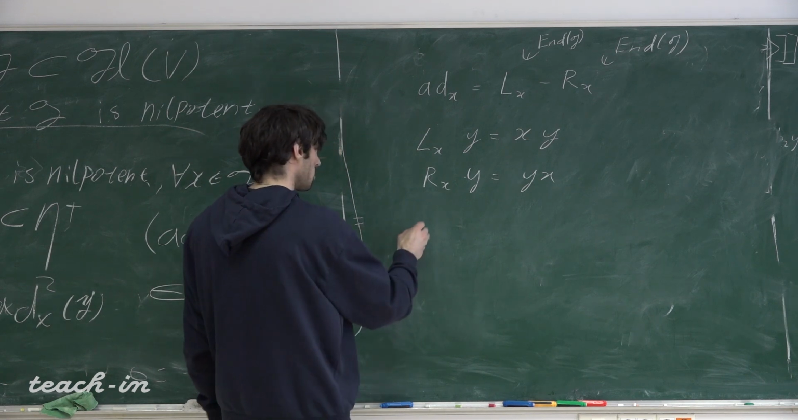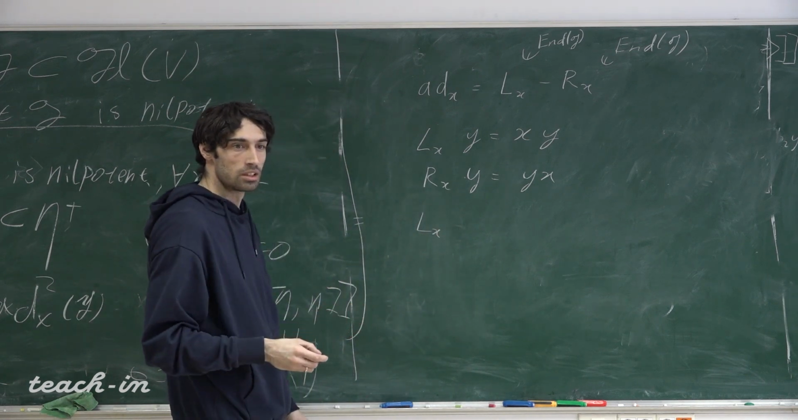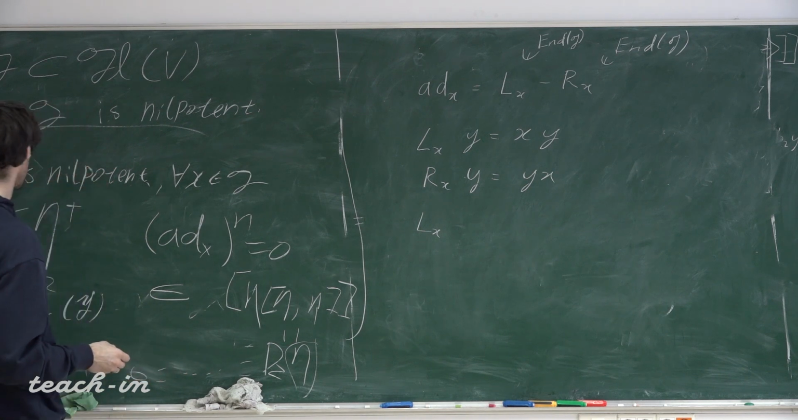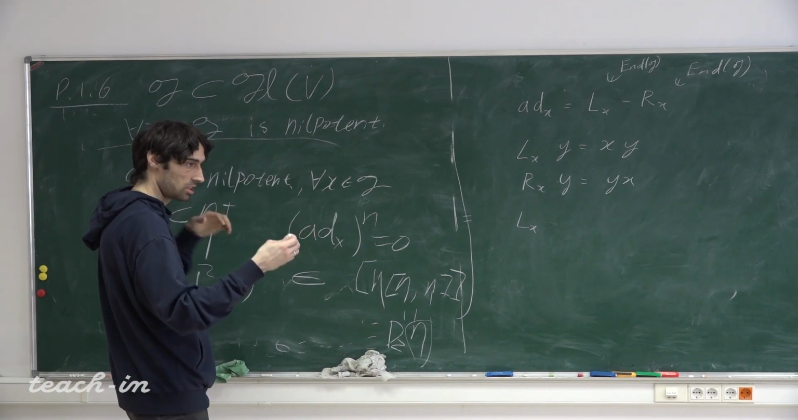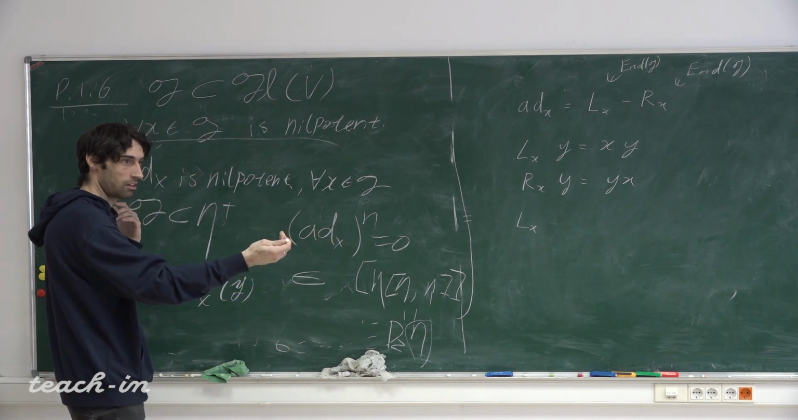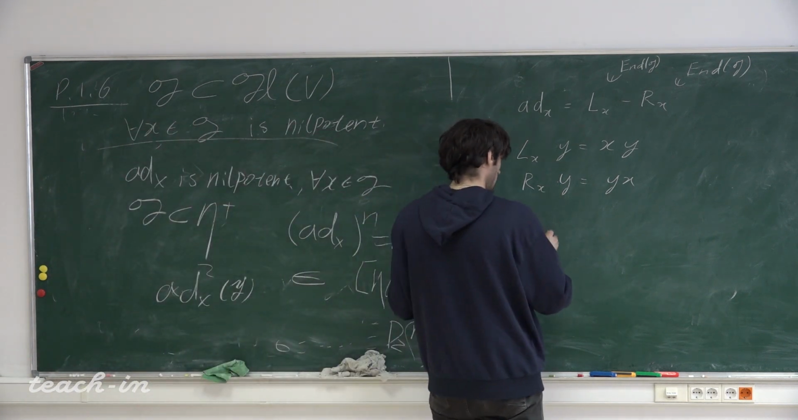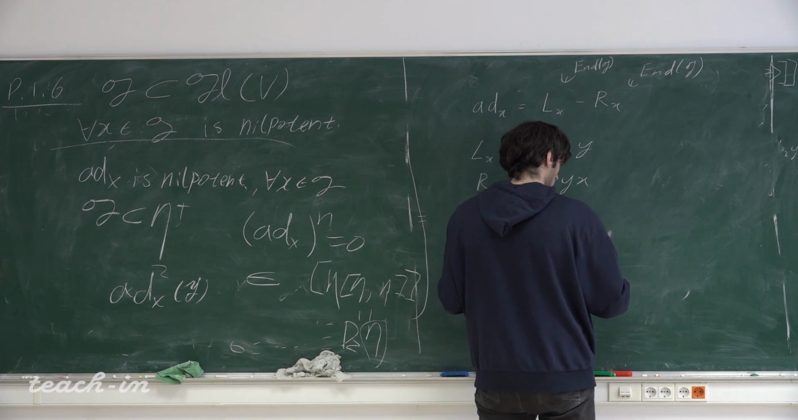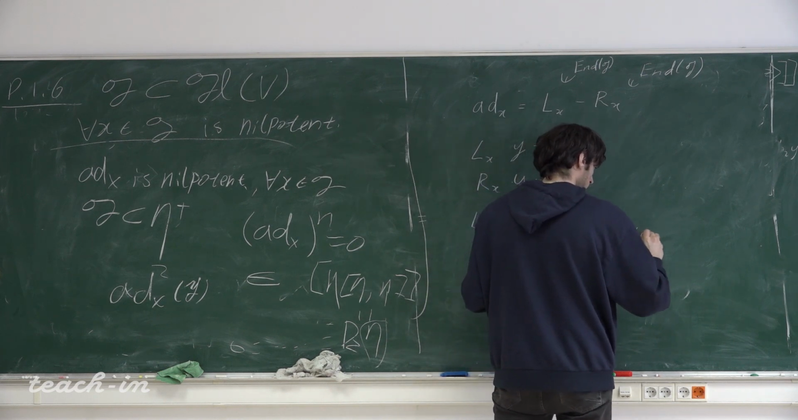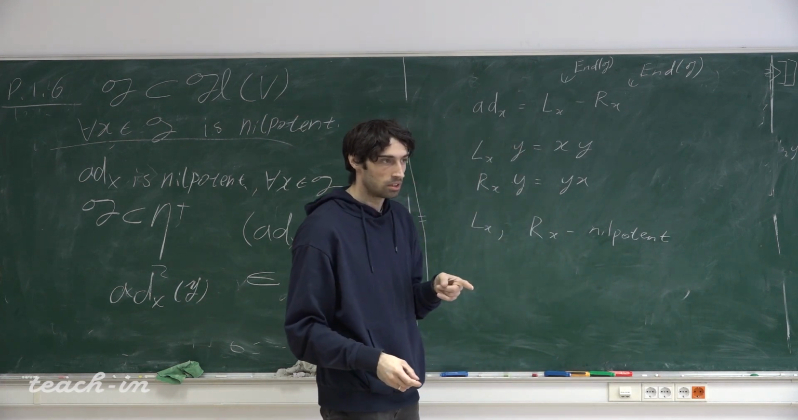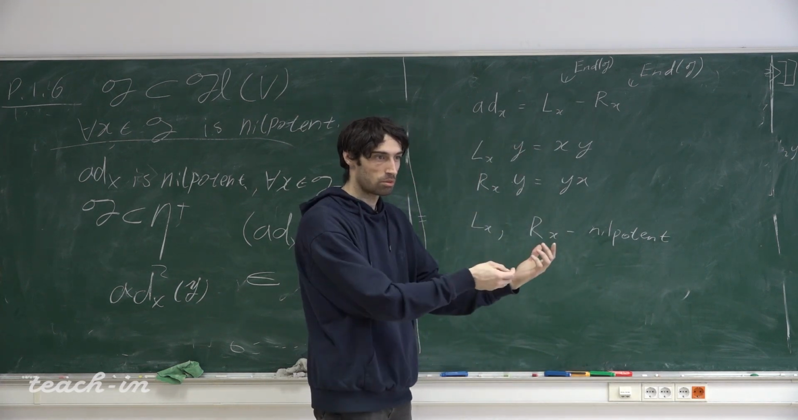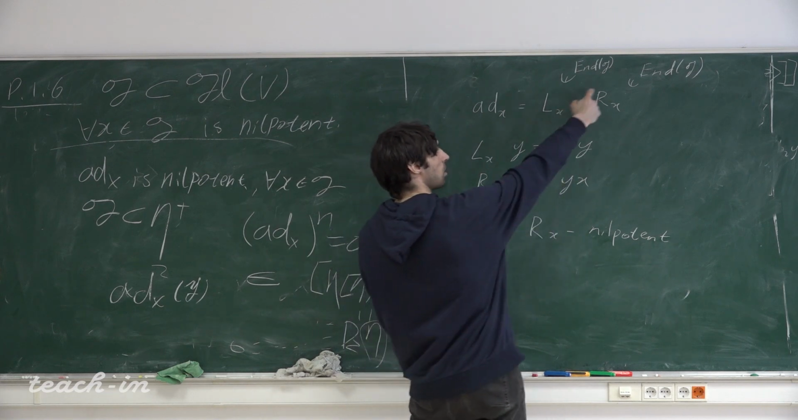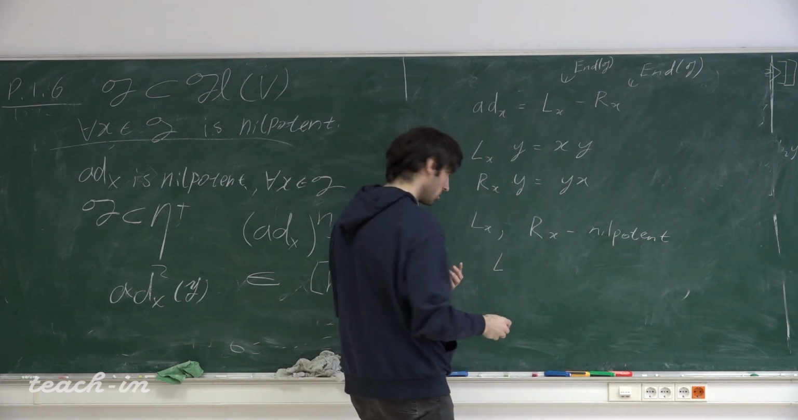Now Lx is nilpotent, right? Just because every element is nilpotent. If I take some power, it just means I multiply from the left by some big power. And similarly, Rx is also nilpotent. So they are nilpotent, and they commute, because multiplication from the left commutes with multiplication from the right. So as two linear operators on G, they commute.